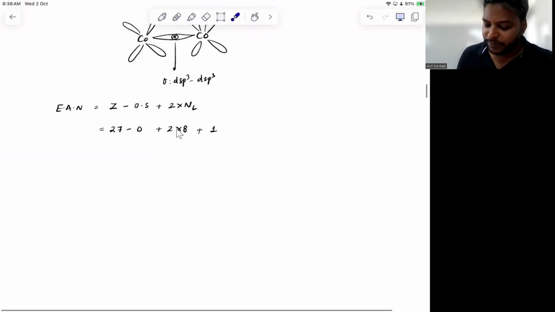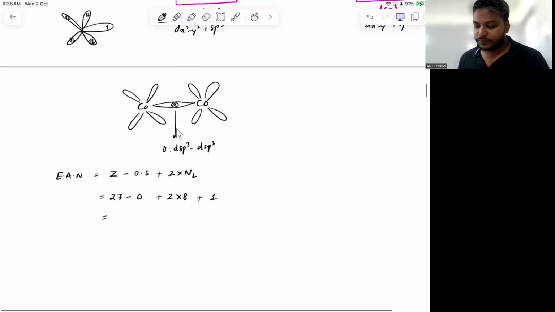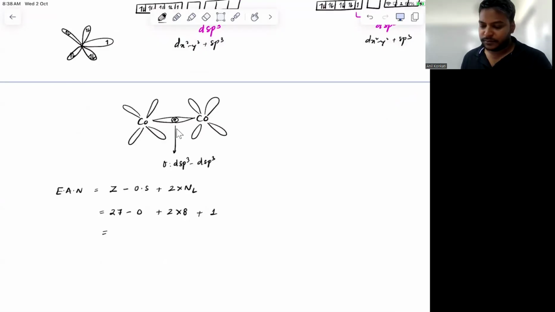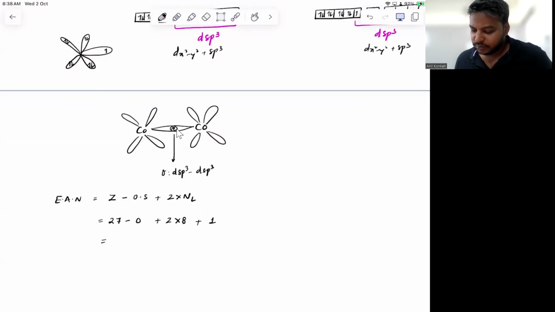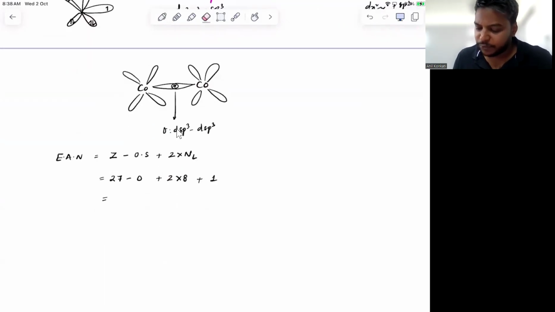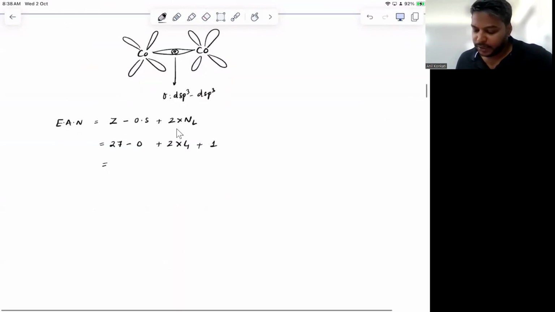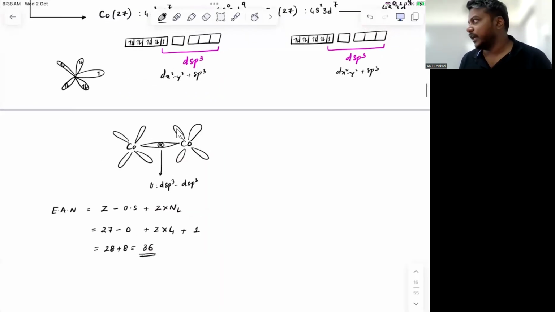So check out. How many do we get now? Each has 4. So how many have been added? 4 only. Ligands are 4, yes. Okay, sorry. So how much do we have here now? 28 plus 8, which makes it 36. Which means it is strictly following the EAN value.